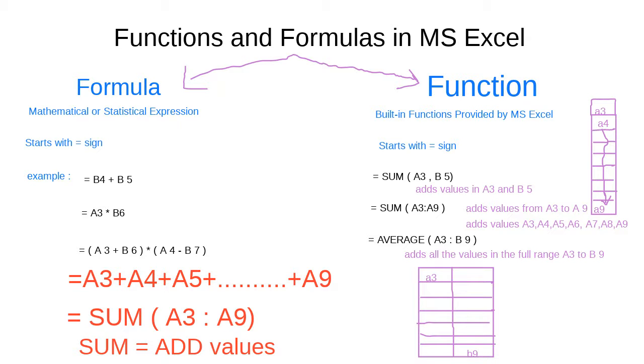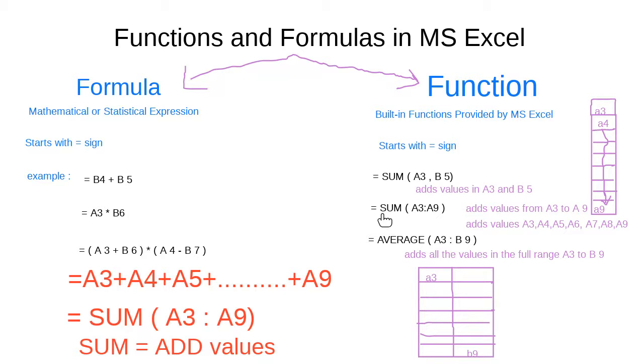So with that understanding in mind, just go to this side, the right hand side of the white screen. So here a function is a built-in function provided by Microsoft Excel. Once again, it starts with an equal sign. Here are some of the examples. Equal sum A3 comma B5. Here you have a comma. So what will happen if you type this? It will add values in A3 and B5.